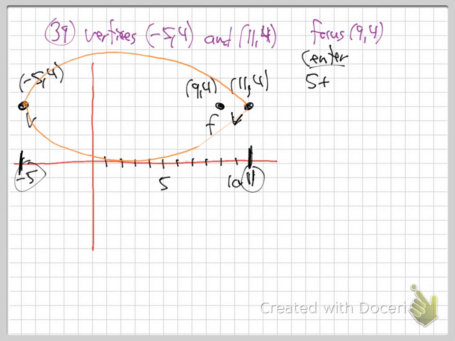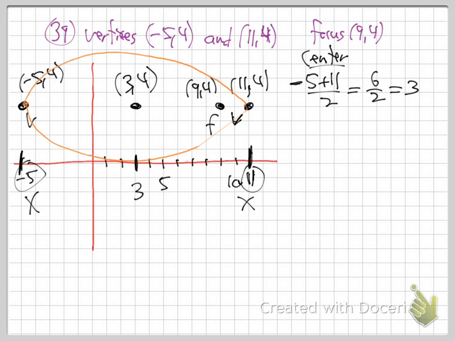So it's negative 5 plus positive 11 divided by 2, which is 6 over 2, which is 3. So right here at 3, and of course it's up 4 like everything is, over 3 up 4 must be the middle. Double check it. Is that right? 8 from each side. Yep, that is the middle. See how I found that? I just took the two x coordinates, negative 5 and 11, for the two vertices, added them and divided by 2. So the center then is 3, 4.